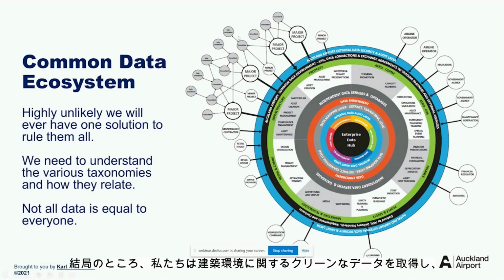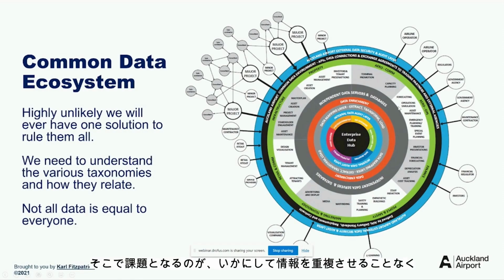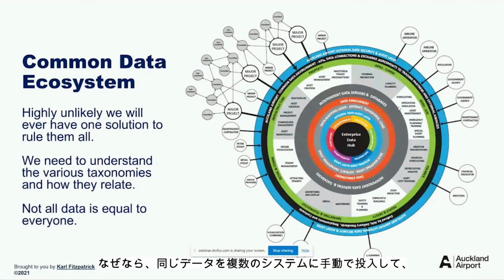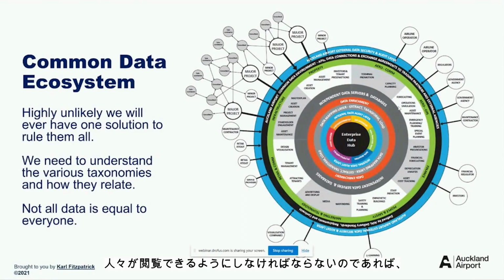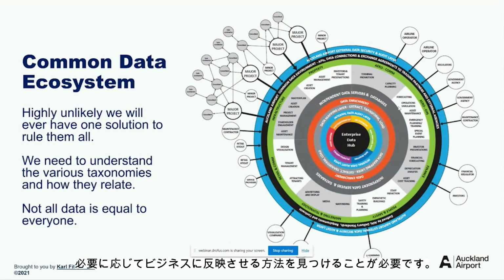So there's all these different systems, and at the end of the day, we just want to be able to get clean data about our built environment in to then feed into these different systems. So the challenge that we have is, how do we do that as efficiently as possible and not have to duplicate information, because if we have to manually enter the same piece of data into multiple systems so that people can view it, then it's unsustainable and we can't keep up with that. So we need to find a way to get data consistent and then feed it around the business as needed.